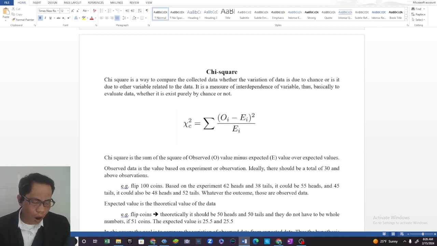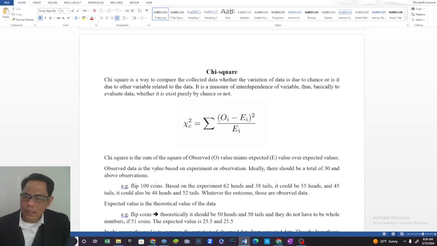or there are other influences or manipulation that by calculation states that the observed and expected data did not happen by pure chance alone. Something is influencing the data for it not to exist by purely chance alone. So chi-square is the sum of the observed, that's O, minus expected values over expected values.